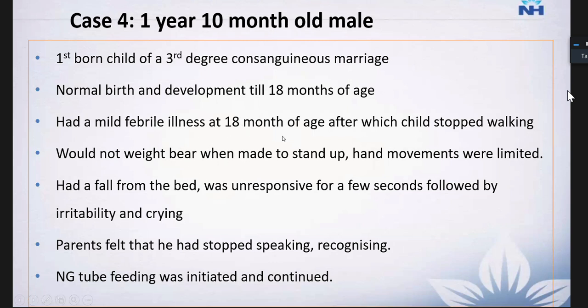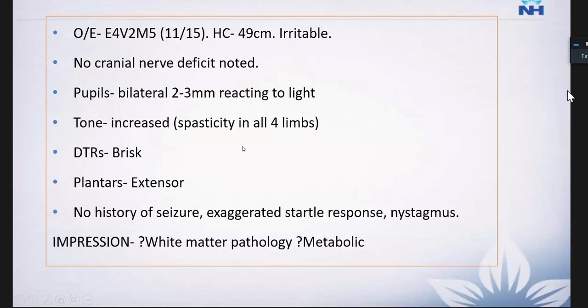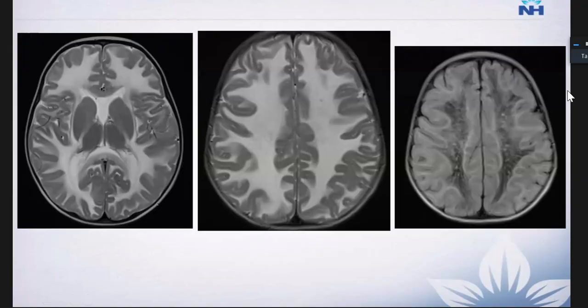And suddenly after a febrile illness, the child stopped walking and was not able to stand up. The child had a fall from the bed, and after that, the child was irritable and crying. So after that, an extensive neuro examination was done clinically, and that revealed that it is more likely to be a white matter disease or a metabolic disease. And these are the MRI images.